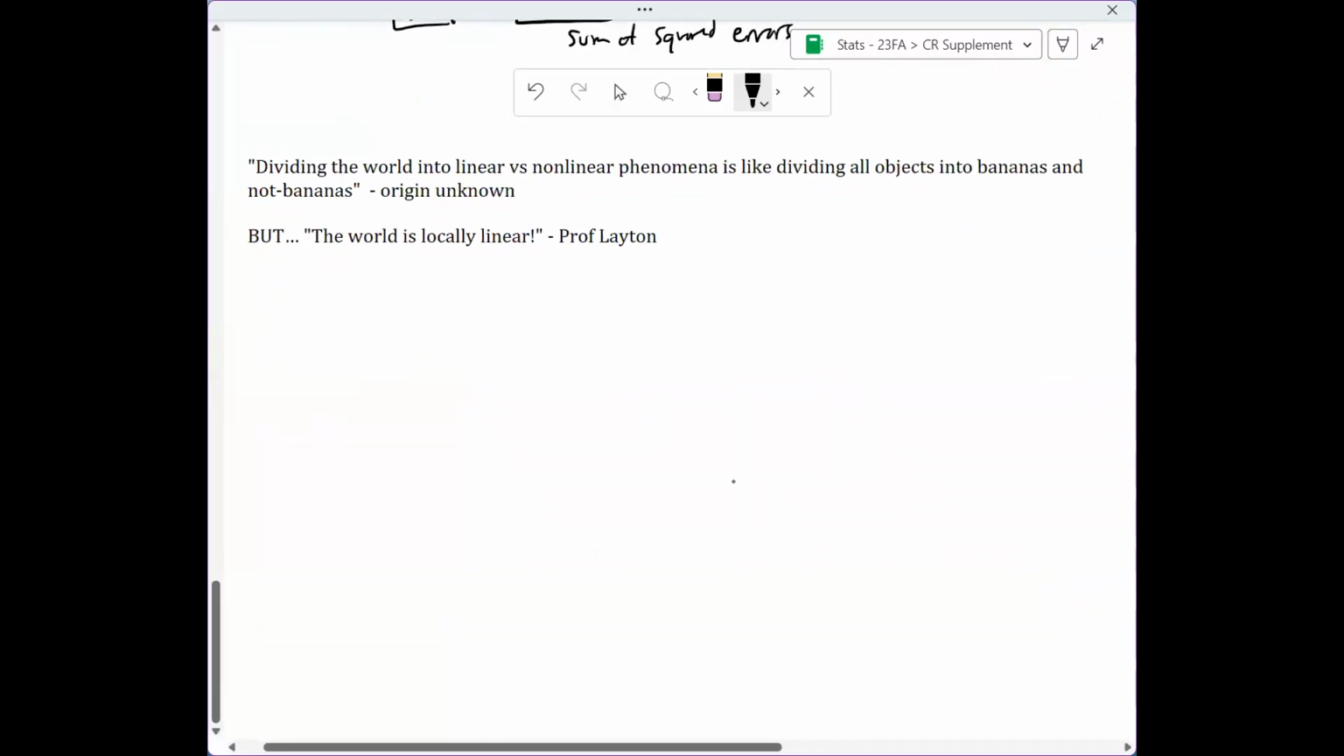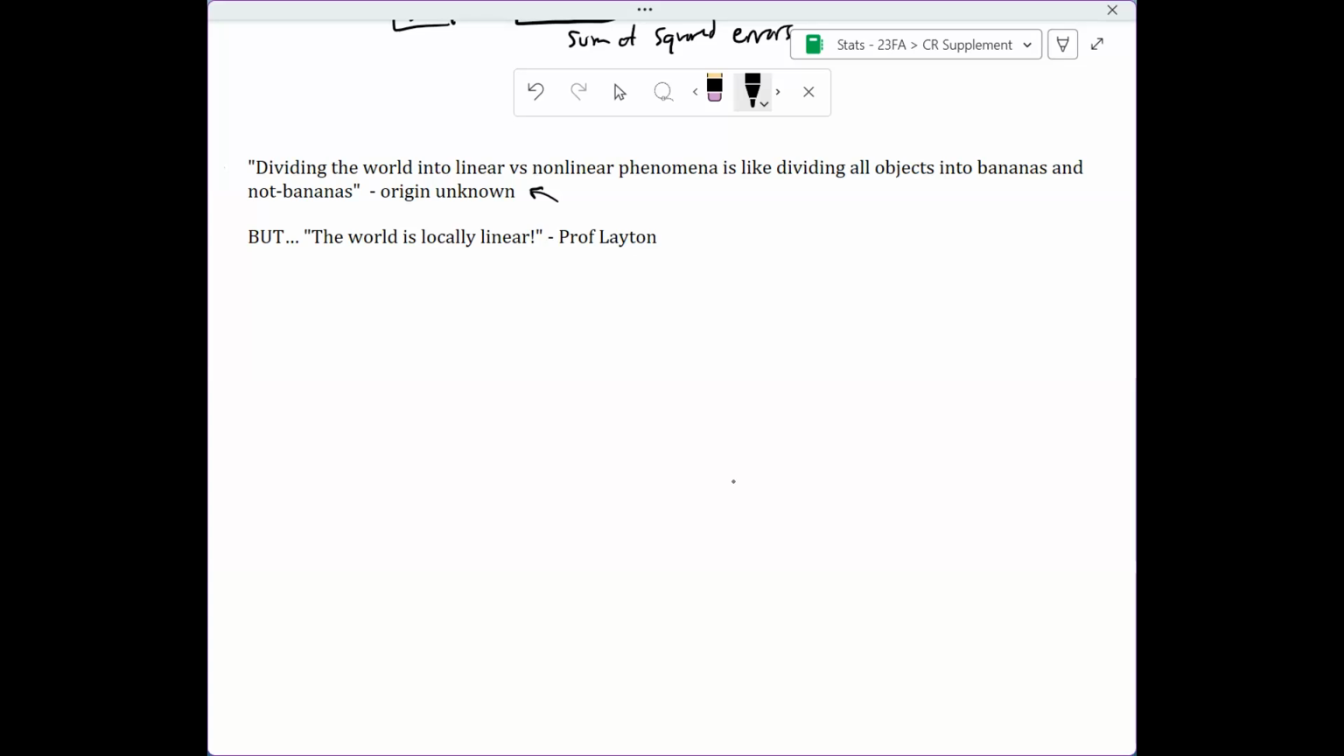So we might be saying, well, this seems like a silly problem to solve. Essentially, everything in the world is nonlinear, right? There's this funny quote that dividing the world into linear versus nonlinear phenomena is like dividing all objects in the world into bananas and not bananas. In other words, if you actually find a relationship that's truly linear, that doesn't happen very often.